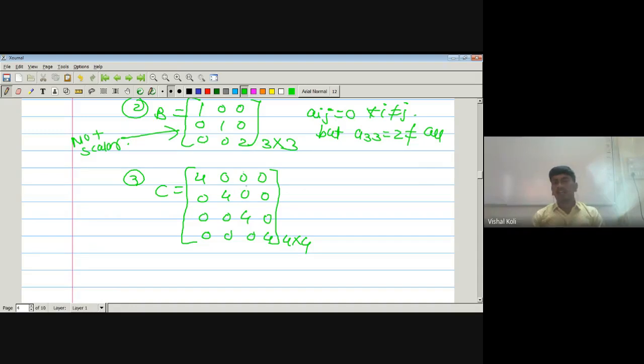Again here all the non-diagonal elements are 0 and the elements on the diagonal line are the same, therefore this is again a scalar matrix.